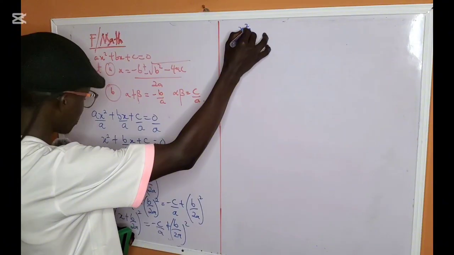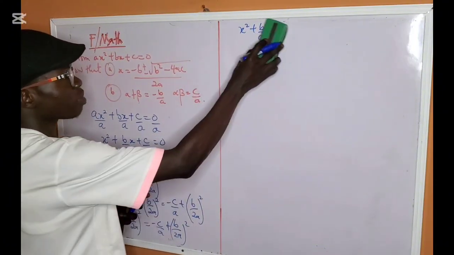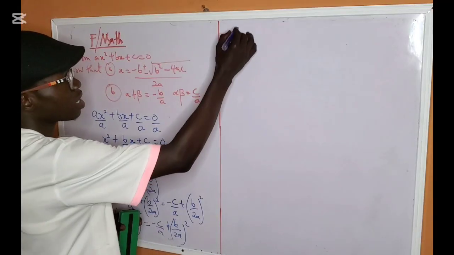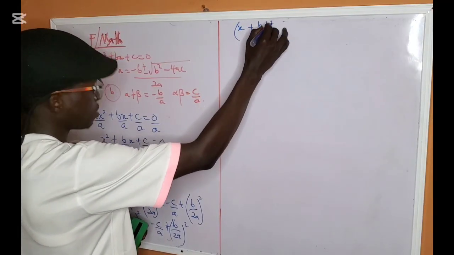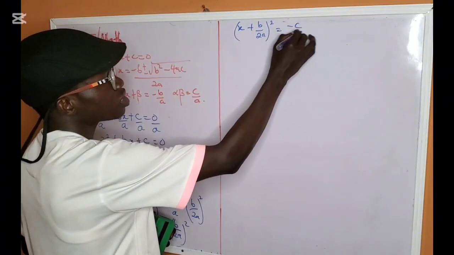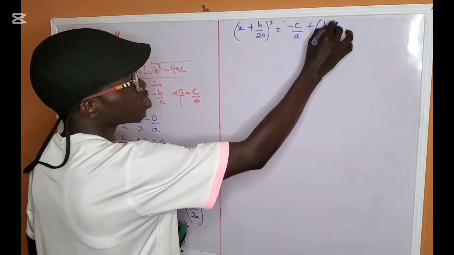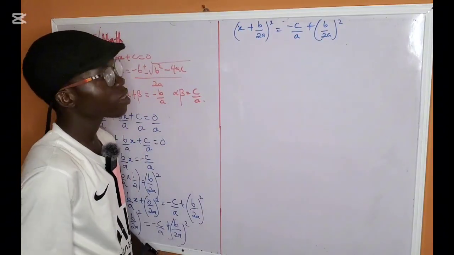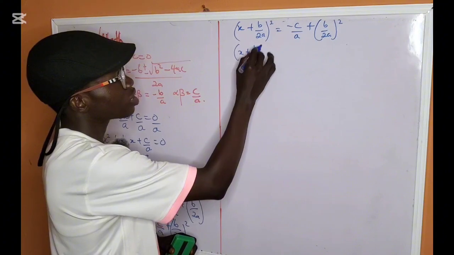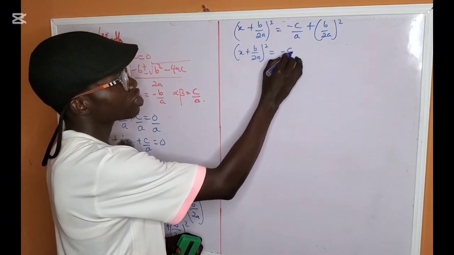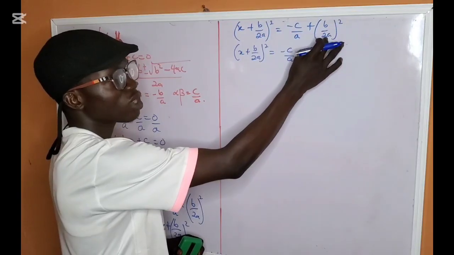x squared plus b over a x. Okay, I've turned it to a perfect square. I don't need to rewrite it. That's x plus b over 2a all squared, right? Equals minus c over a plus b over 2a all squared. So we are starting from this point. So the next thing to do is x plus b over 2a all squared equals minus c over a plus b squared over 4a squared.